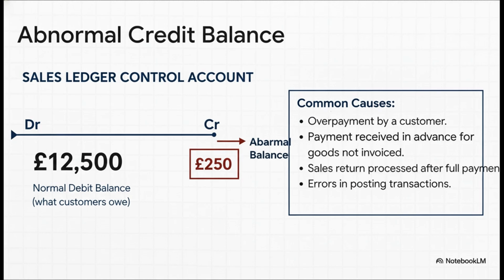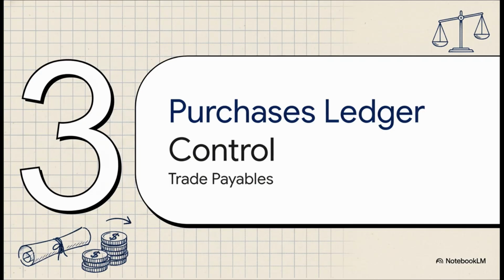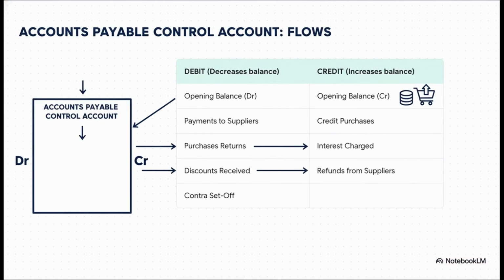All right, let's flip the coin and look at the Purchases Ledger Control Account. Now, if the Sales Ledger was an asset, this one is a liability. It represents money the business owes to other people. Because of that, its normal balance is a credit balance, showing the total amount we have to pay all of our suppliers. The logic here is pretty much the exact reverse of the Sales Ledger.